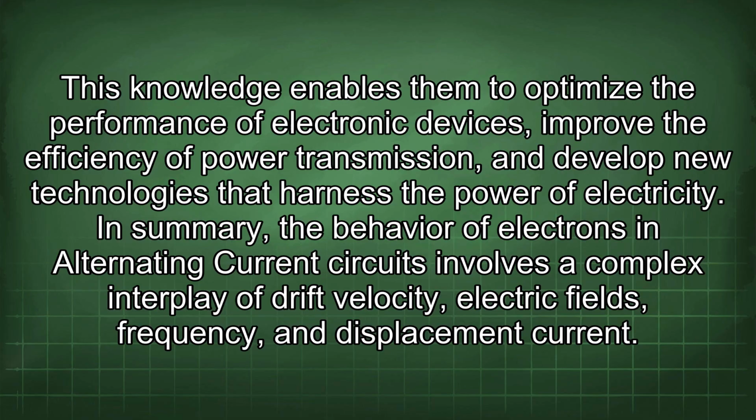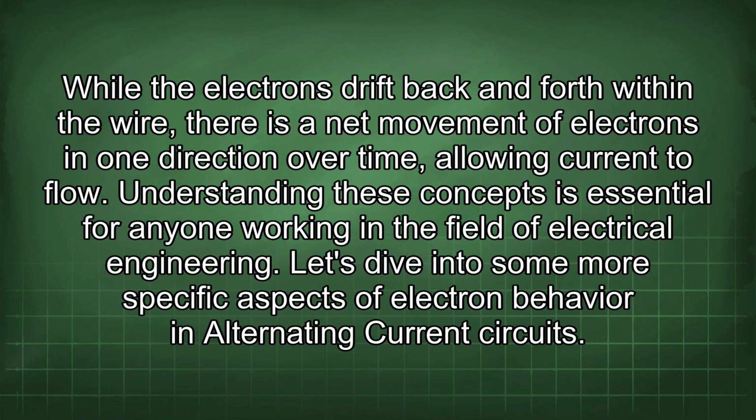In summary, the behavior of electrons in alternating current circuits involves a complex interplay of drift velocity, electric field frequency, and displacement current. While the electrons drift back and forth within the wire, there is a net movement of electrons in one direction over time, allowing current to flow. Understanding these concepts is essential for anyone working in the field of electrical engineering.